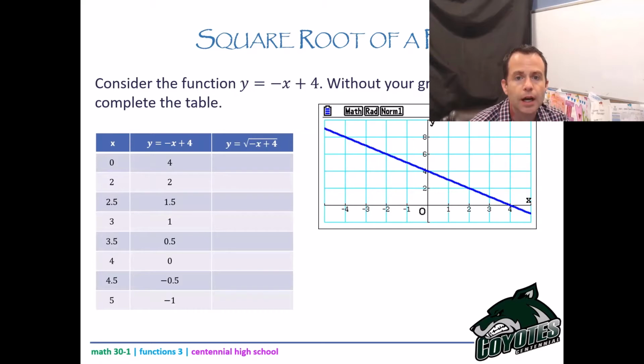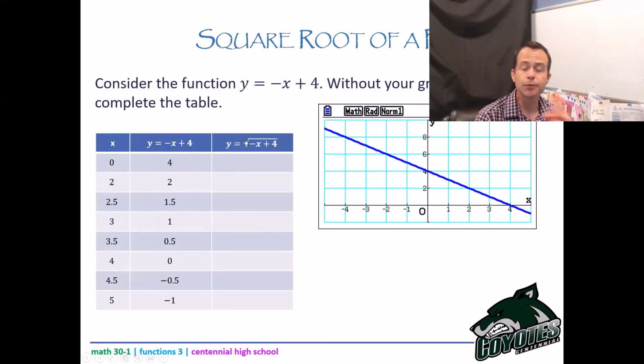Okay. And so then what we've done is I've generated a table of values already for the original function. So when x is 0, y is 4. When x is 2, y is 2. When x is 2.5, y is 1.5. And so I've generated those points for you already. What I want you to do is generate the points for the square root graph.